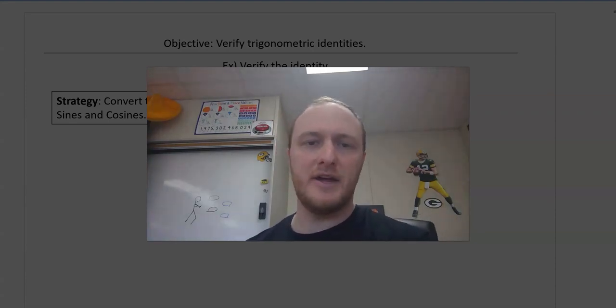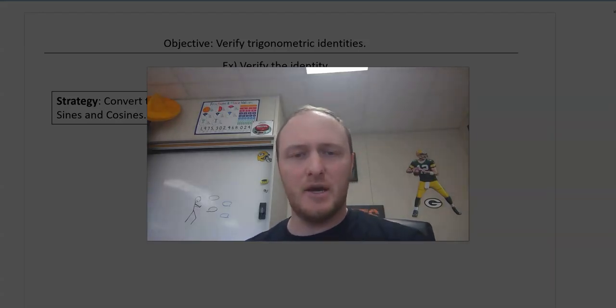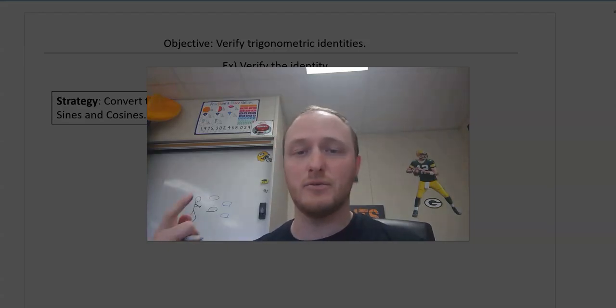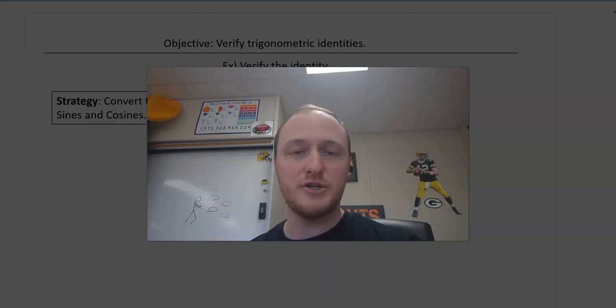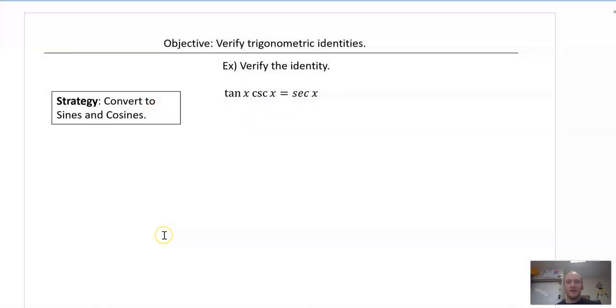In this video, we are going to continue to verify trigonometric identities through the process of substitution using Pythagorean identities, reciprocal identities, and quotient identities. Okay, so let's go ahead and hop to it. I hope you have been working with your flashcards and studying these.